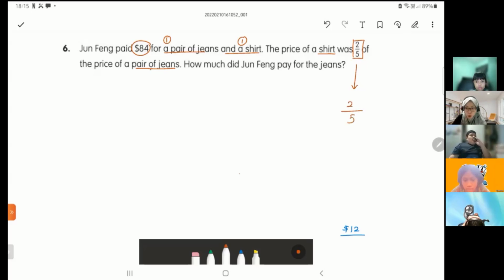Remember just now I told you fractions in its simplest form is already in its units form. Remember? So we're going to use units and units. The first one is shirt.